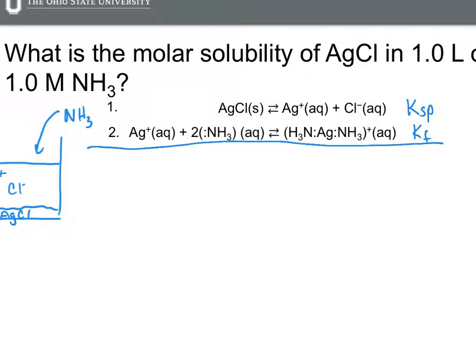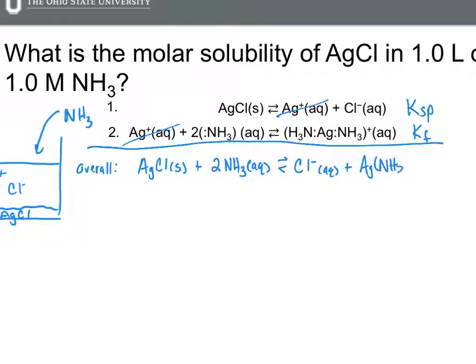But because both of these equilibria are occurring simultaneously in solution, we can essentially add them up. In doing that, it's no different than before. We'll cancel out any ions that appear on the reactant side of one and the product side of another. So silver we can cross out. Now we're going to have, as an overall equilibrium, silver chloride solid plus 2 NH3, I'm just going to write 2 NH3 and leave off the dots, aqueous, in equilibrium with chloride ion and the complex ion Ag(NH3)2 with a +1 charge.